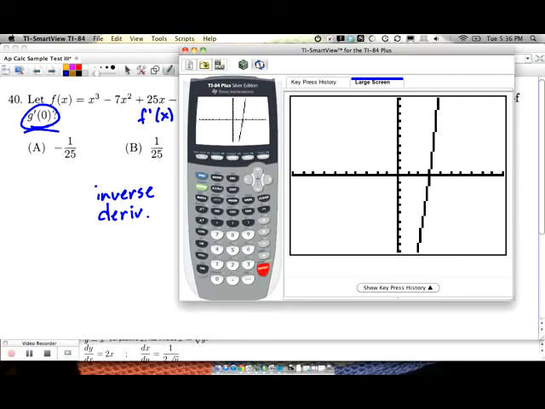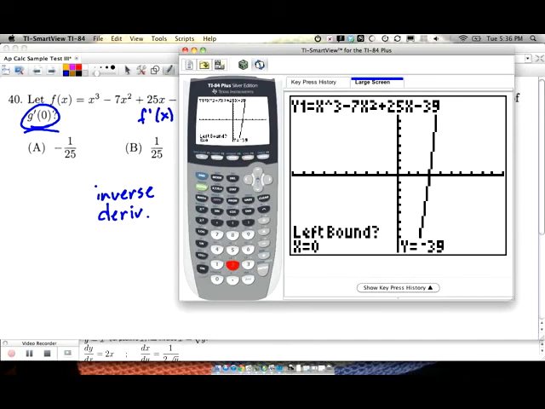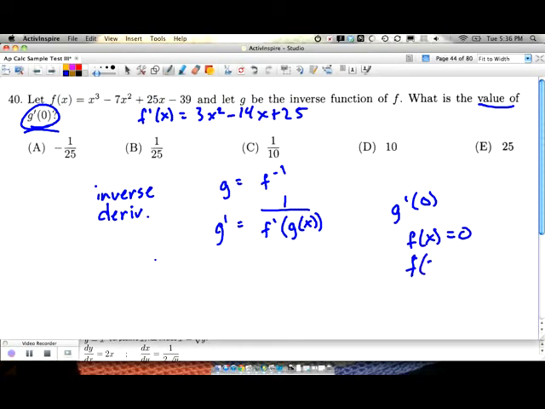Well, it looks pretty clear. It looks like it hits 0 right around here, maybe right about 3. There is a way to confirm that though. If I do second calculate, and I'm going to calculate the zero. Left bound, let's say from 2, and right bound, we're going to say 4, because we know it's somewhere in between there. And I'm going to guess that it's about 3. Hey, it is on 3 because when x equals 3, y equals 0. So f of 3 equals 0.